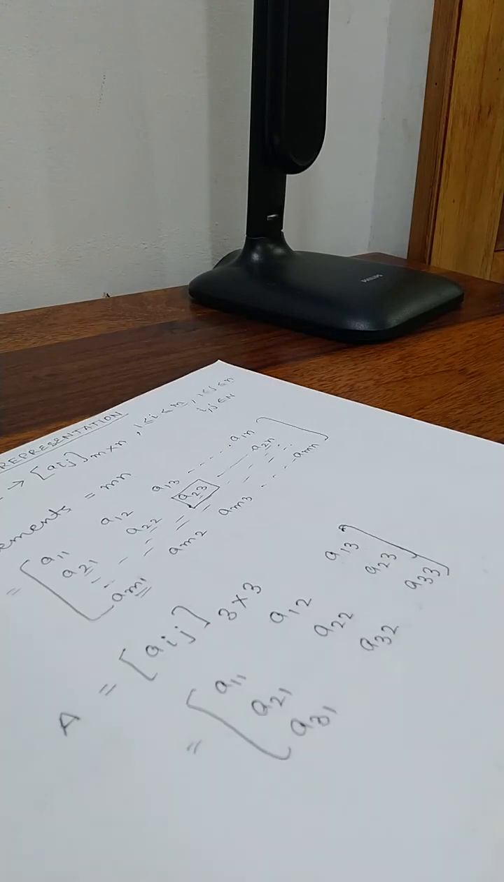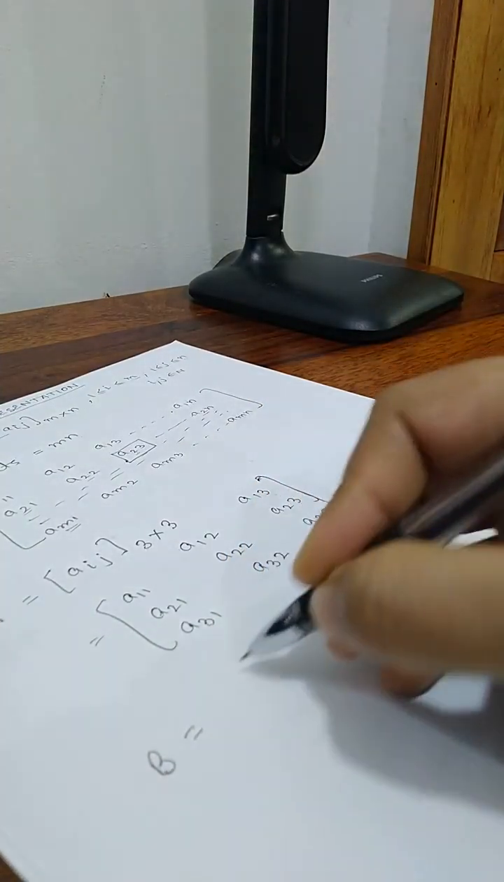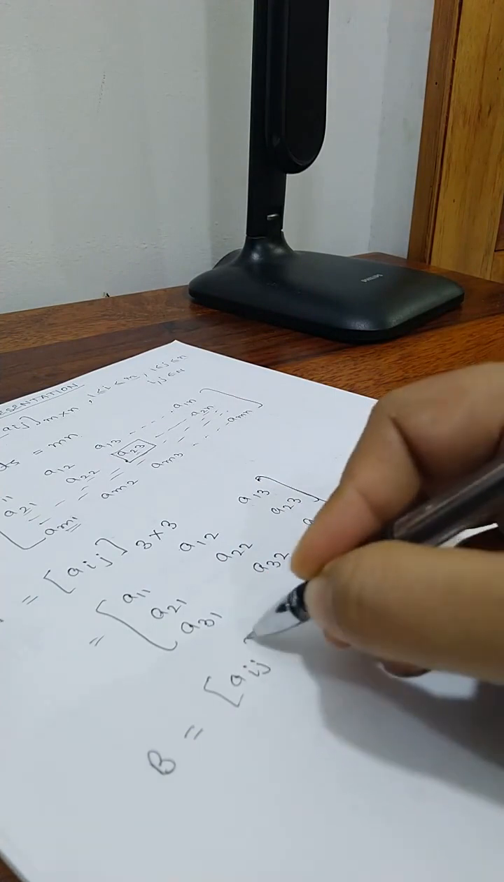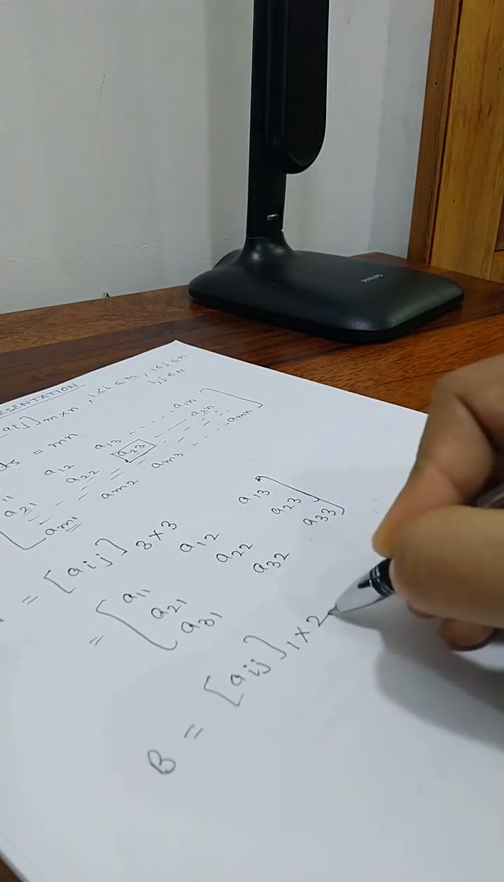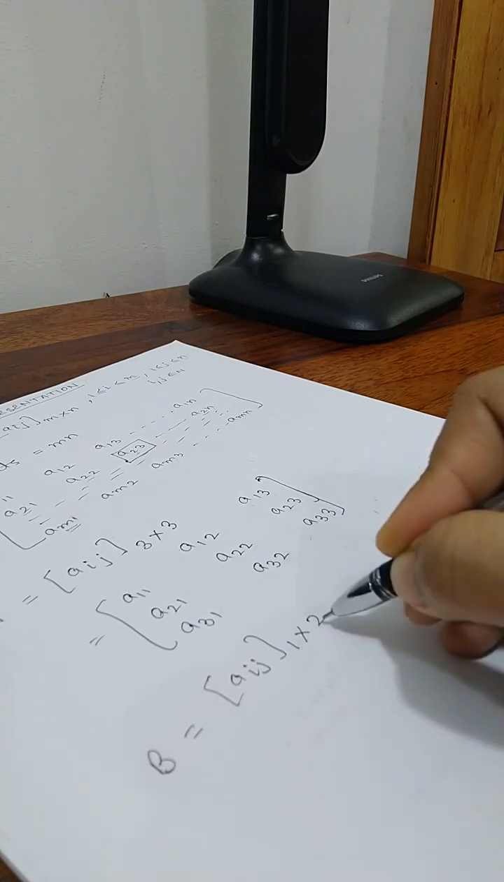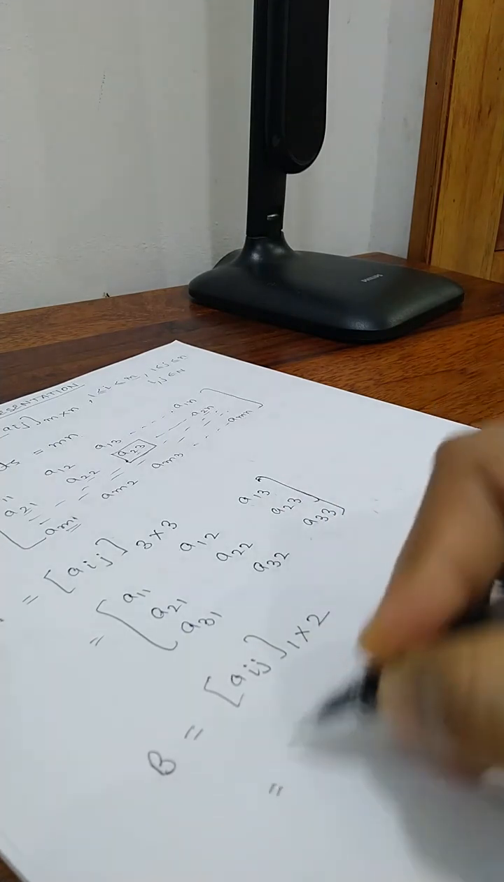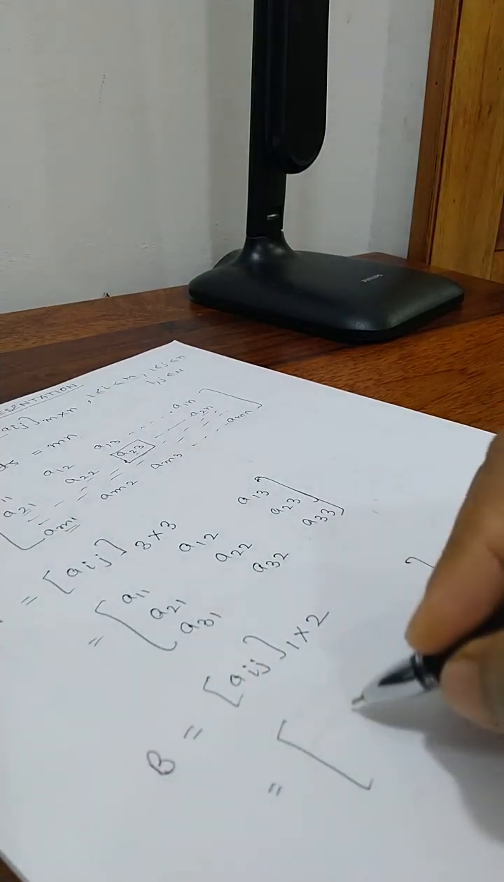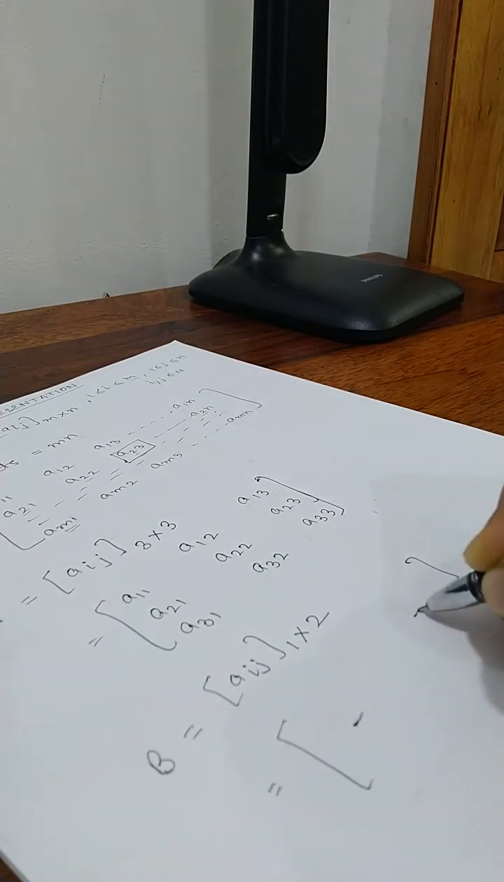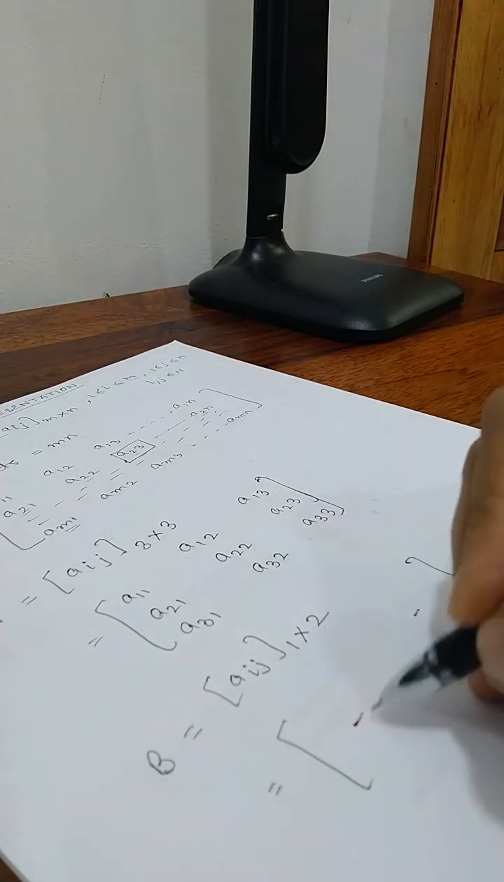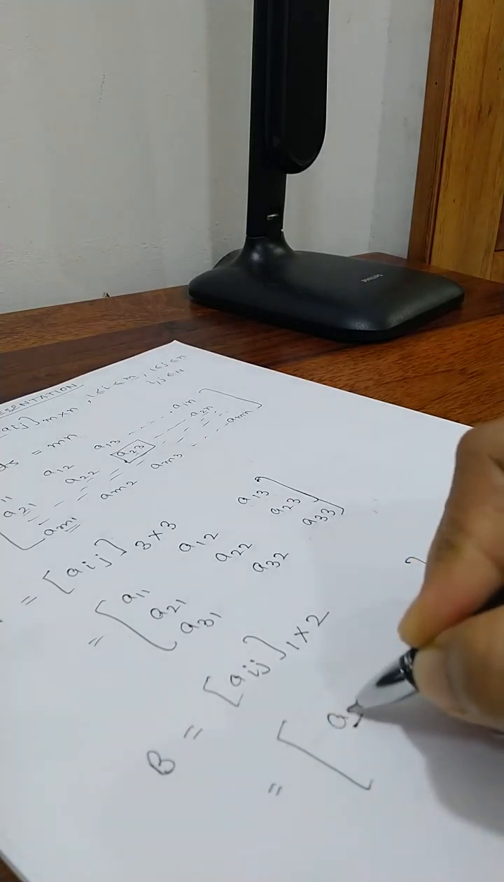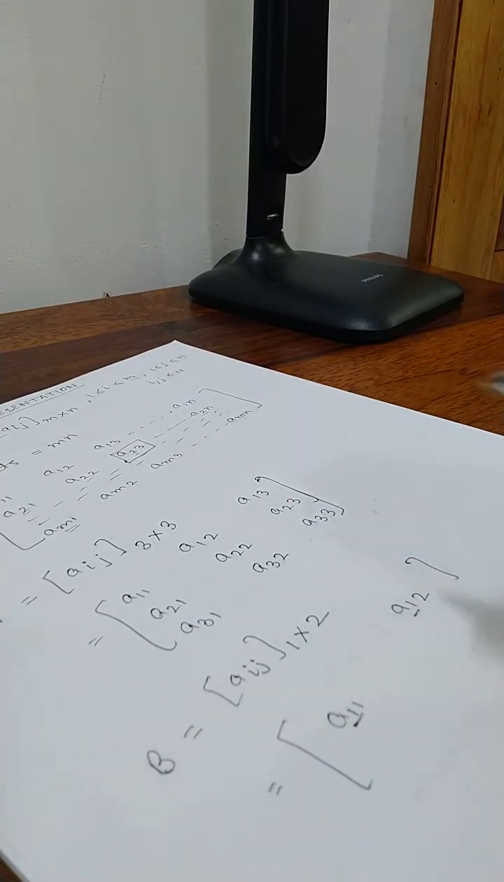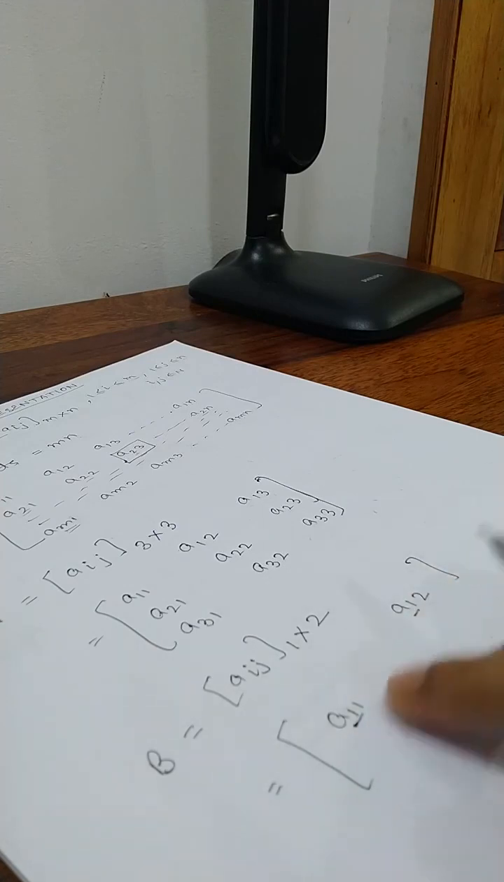Okay. Now construct the second matrix, a_ij of order 1 by 2. So you have to take only 1 row and 2 columns. You can put a blank also for convenience. With only a single row and 2 columns, this would be a11 and a12. So this way you can construct any matrix.